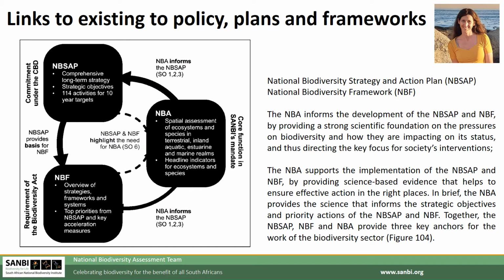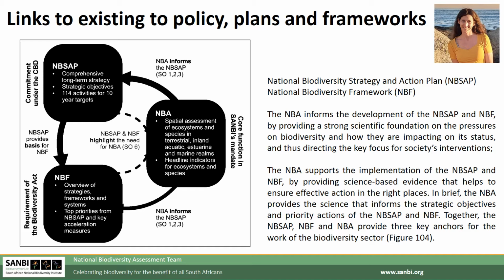The priority actions link to existing policy plans and frameworks. And so there's a clear relationship between the National Biodiversity Assessment, the National Biodiversity Strategy and Action Plan, which is a longer-term planning and strategy document, and the National Biodiversity Framework. And really the NBA interfaces with these other frameworks and strategies in two key ways. Firstly, the NBA informs the development of both of these by providing the scientific foundation on the pressures on marine biodiversity and how they are impacting on its status.